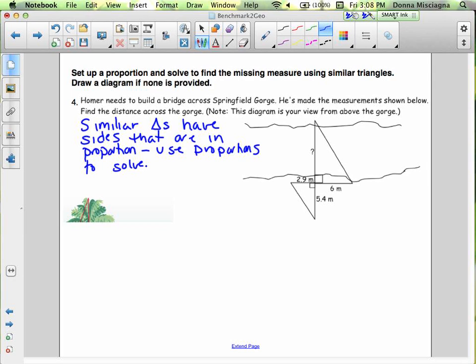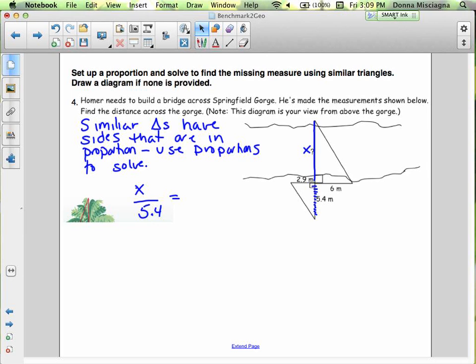All right, so we're looking for that distance there. That corresponds with that side there. Trying to figure out a way to mark it. So instead of a question mark, let's put x. X goes with 5.4 as, now we just need another pair of sides. So actually, let me back up just one little bit.